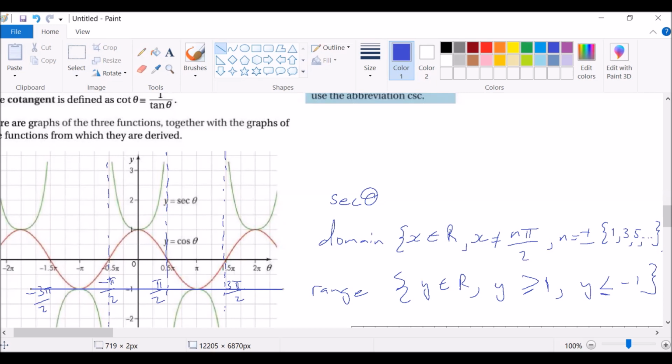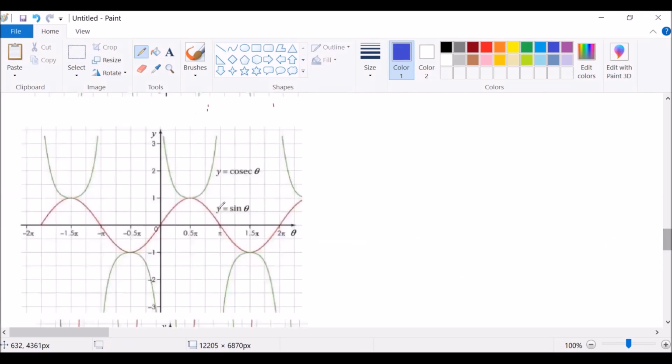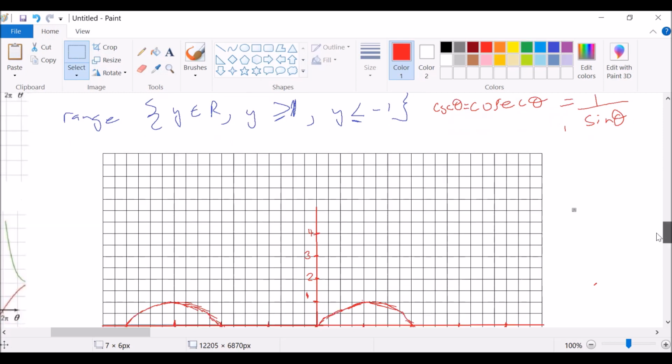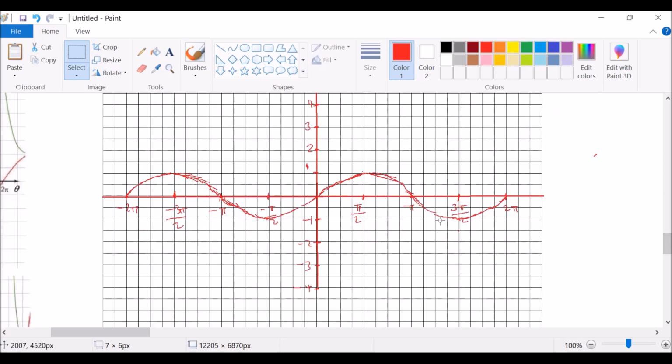Any other real value will give us a result for our graph. Now let's look at cosec theta. Cosec theta is derived from the sine curve. Let's see how we can sketch this. So for the cosec theta, we have cosec theta is equal to 1 over sine theta. So we start with the sine curve. This is a sketch of the sine curve.